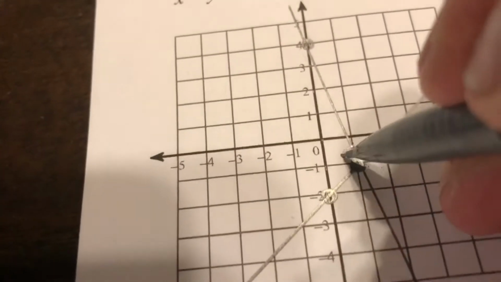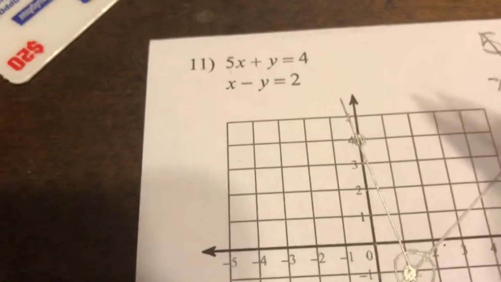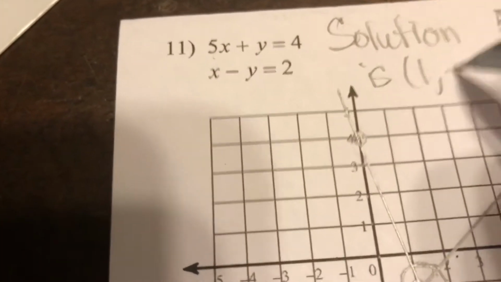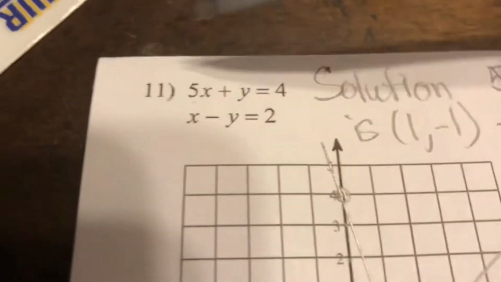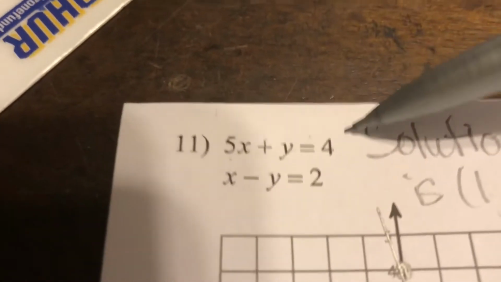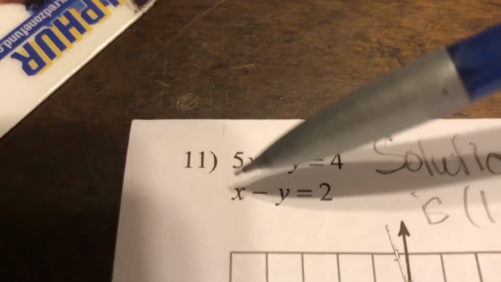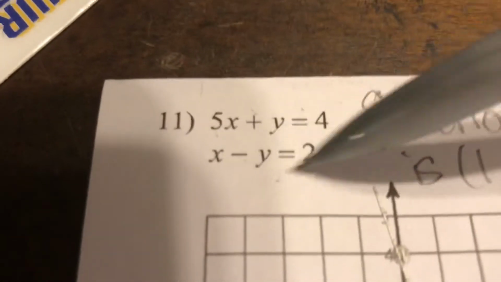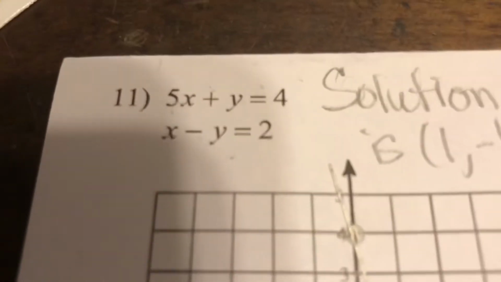Okay. And so there's my answer right there. My solution is 1, -1. So I'm going to plug in. 5 times 1 is 5, plus -1 for that y would give me 4. So that works. 1 minus -1, well, if I'm doing minus -1, that's going to make it a plus. So 1 plus 1 is 2. And so that one's correct.